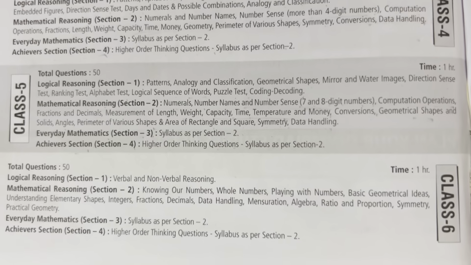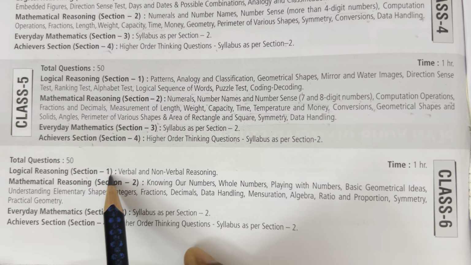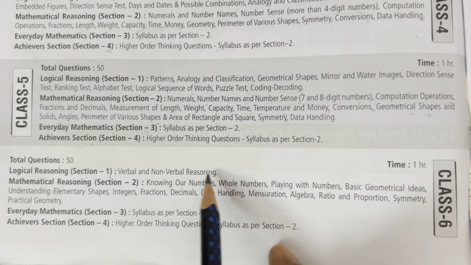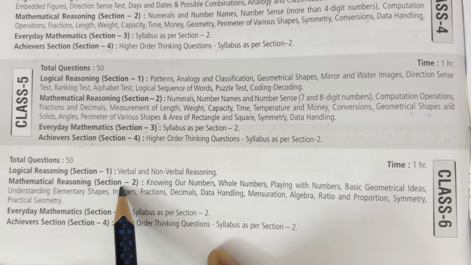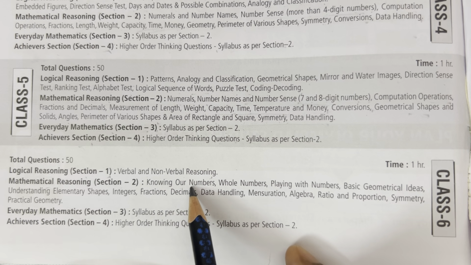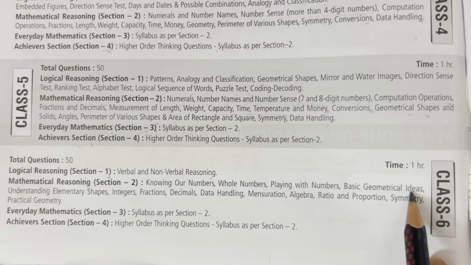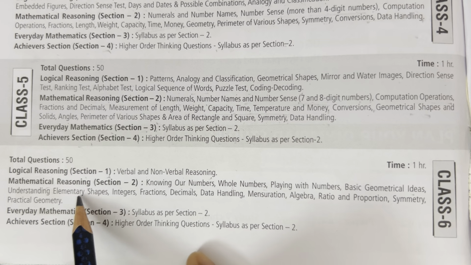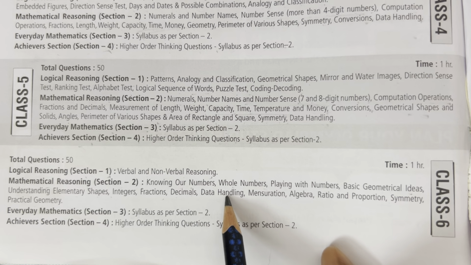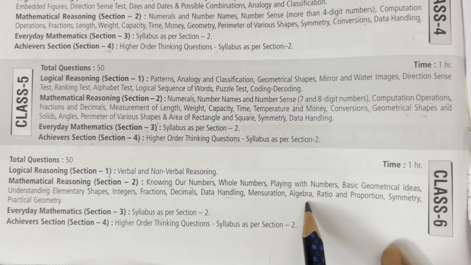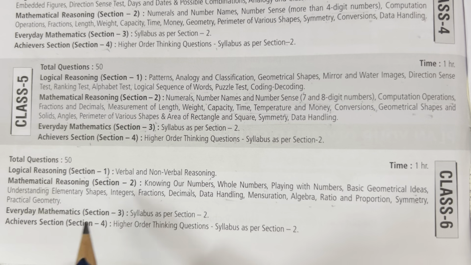And syllabus for class 6, logical reasoning, that is in section 1: verbal and non-verbal reasoning. Mathematical reasoning in section 2: knowing our numbers, whole numbers, playing with numbers, basic geometrical ideas, understanding elementary shapes, integers, fractions, decimals, data handling, mensuration, algebra, ratio and proportions, symmetry, practical geometry.